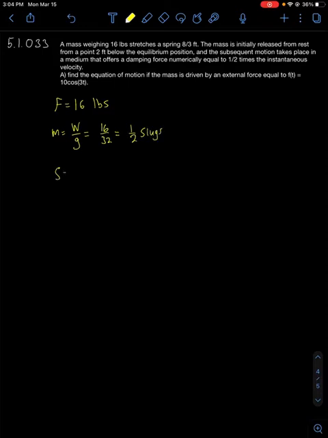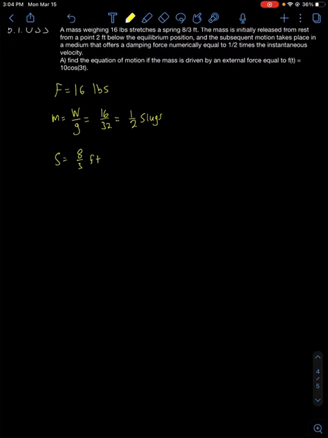Then s, the distance stretched by the mass, is 8/3 feet. Next, we have the damping force. In my book, I use beta. I know beta is also used in the complex conjugates form of some general solutions, and therefore it's used for two different things. But because I learned it that way, I'm going to use it that way and mentally keep track of which beta is which. So the damping coefficient beta is equal to 1/2.